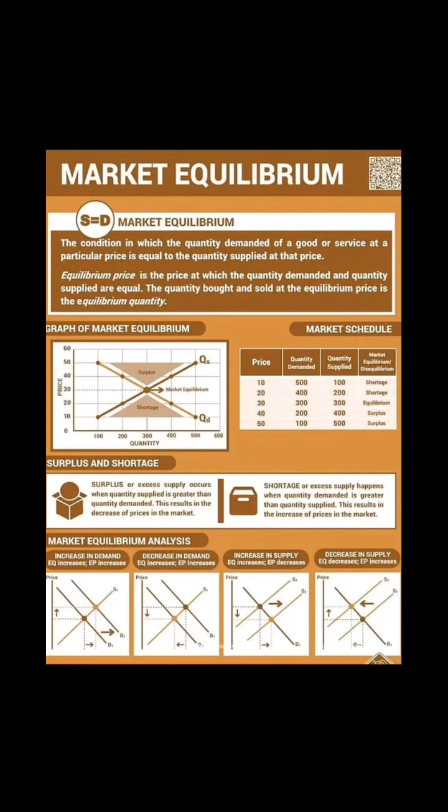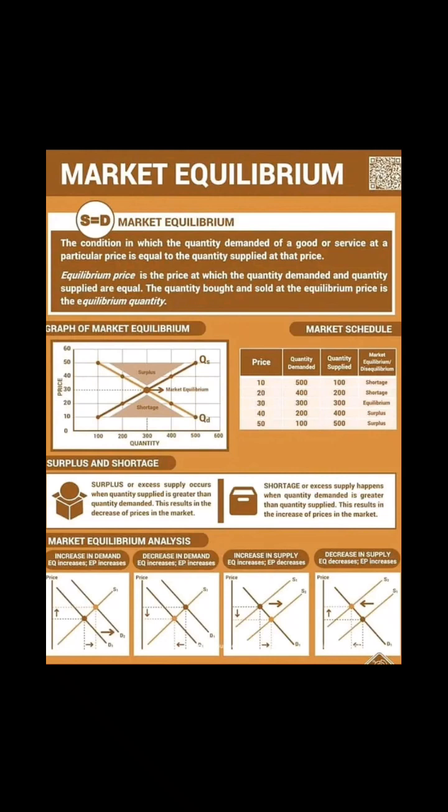So anything above point 30, talking about 40, 50, 60, the market will experience surplus. Anything below 30, the market will experience shortage. By my right hand side, talking about the market schedule, the prices, the quantity demanded, the quantity supplied, and then the effect, the equilibrium, and then disequilibrium, that is where it's not balanced, where it's not equal.